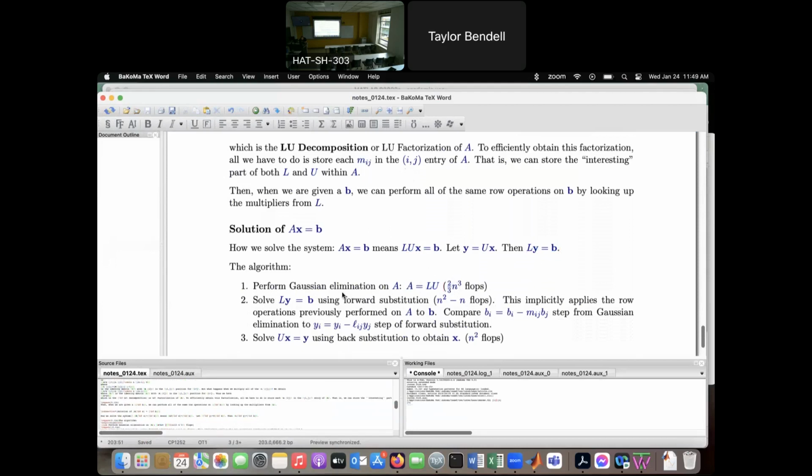Then I solve this system, Ly equals B. So this is how you apply the row operations to B. So Y is the modified B that you get from performing those row operations. Now L is a unit lower triangular. So because it's lower triangular, you use forward substitution. And that takes n squared minus n operations. But minus n here is because L is unit lower triangular, so we don't have to divide by diagonal entries.